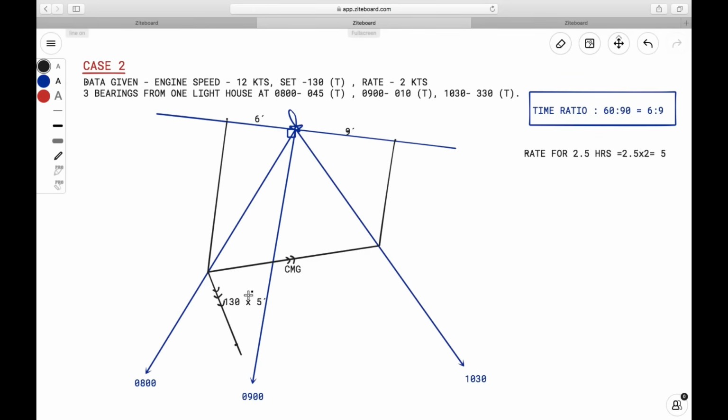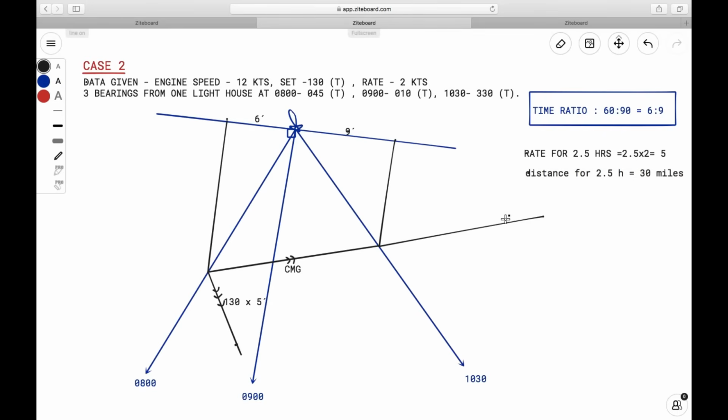So if you extend this CMG a little bit more, because you need to cut something, let's extend the CMG, and from this point you need to cut an arc of engine speed for 2.5 hours. Your engine speed is 12 knots, so the distance for 2.5 hours will be 2.5 into 12, that will be 30 miles. So from this point you cut an arc of 30 miles, suppose it's coming somewhere around here.